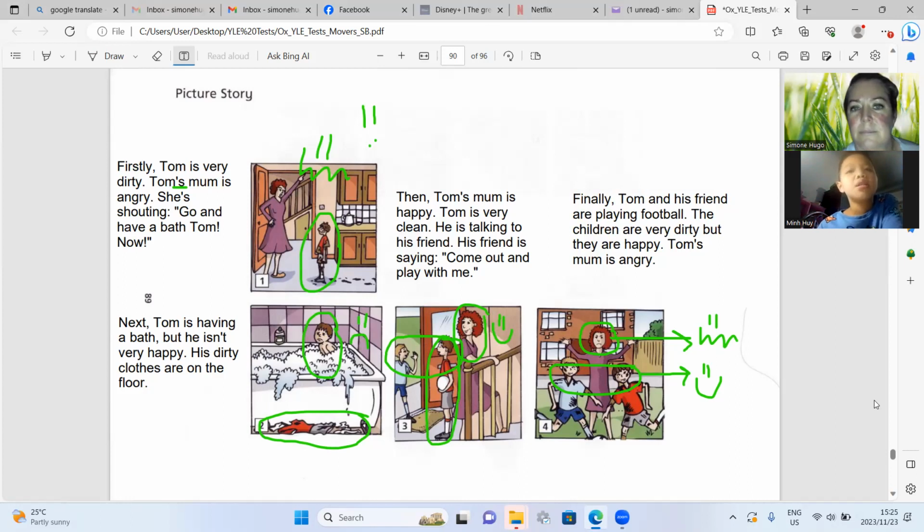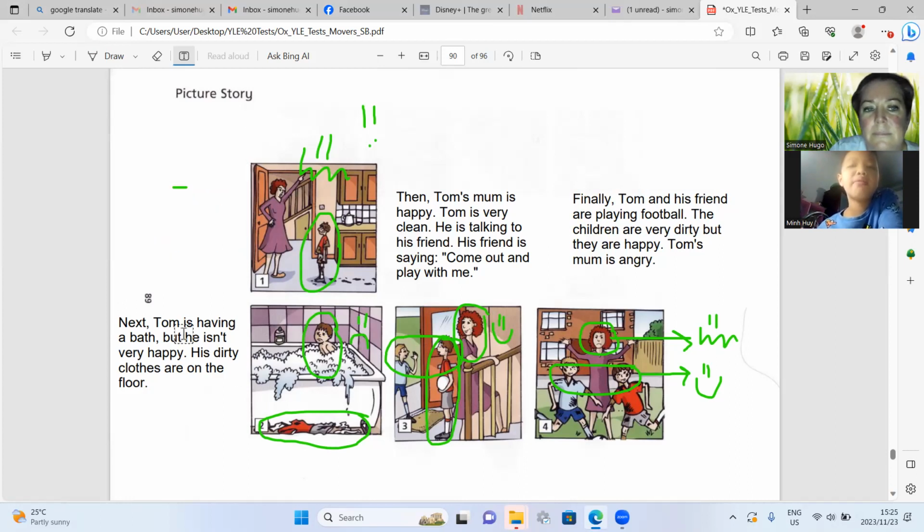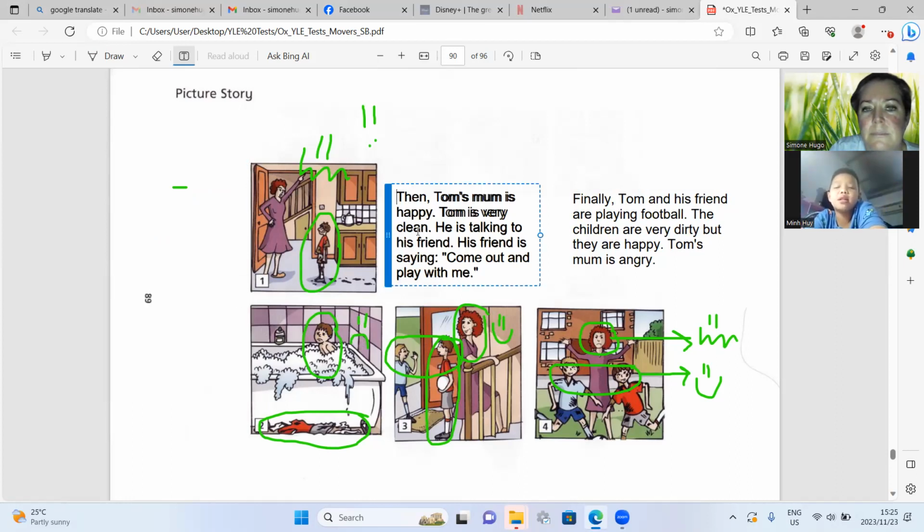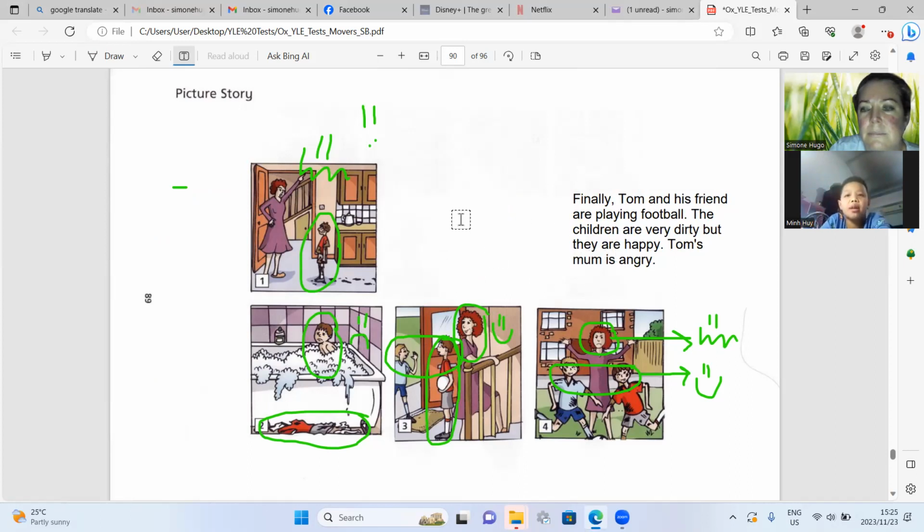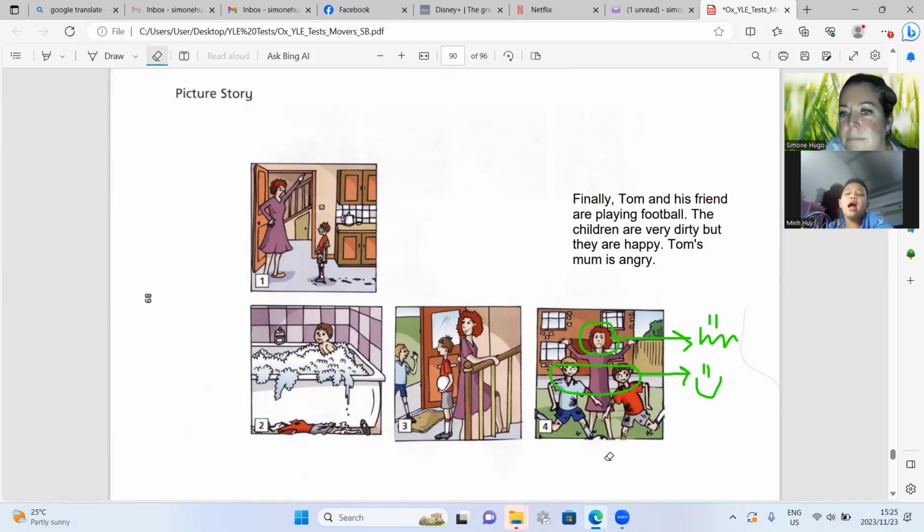Then, Tom's mom is happy. Tom is very clean. He is talking to his friend. His friend is saying, come out and play with me. Finally, Tom and his friend are playing football. The children are very dirty, but they are happy. Tom's mom is angry.